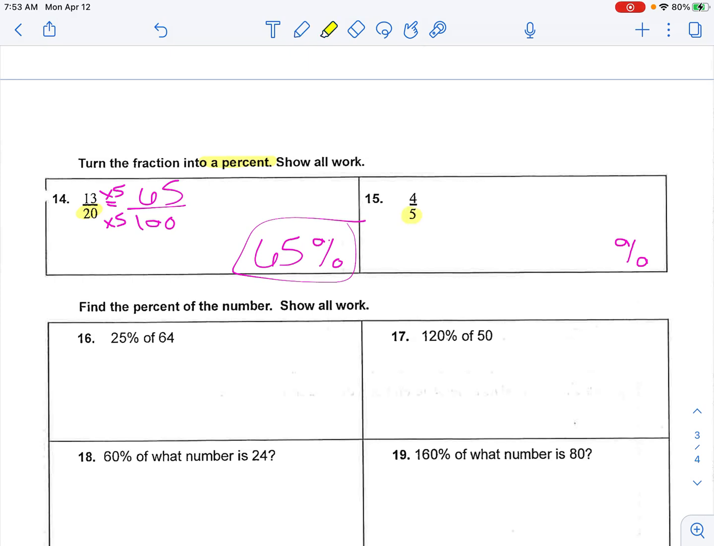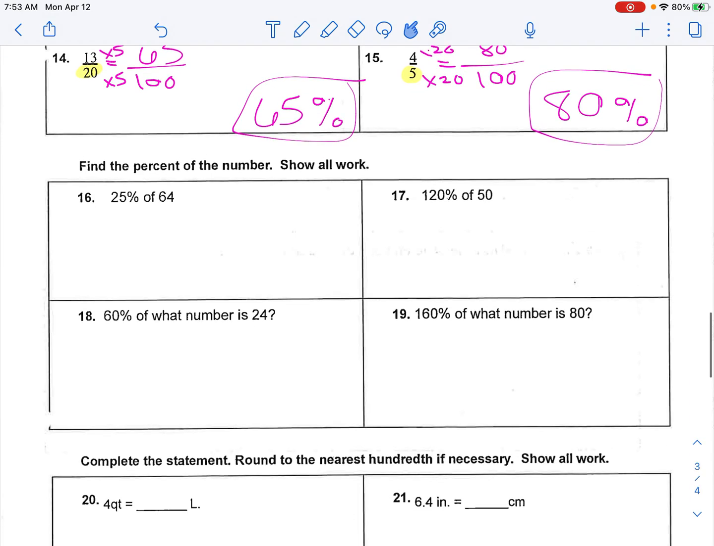Turning a fraction into a percent, always check your denominator. Is 5 a factor of 100? Yes. I'm asking that because we're trying to get to a percent, which is out of 100. So 5 times 20 and 4 times 20 is 80 hundredths. So 4/5 is equal to 80%.